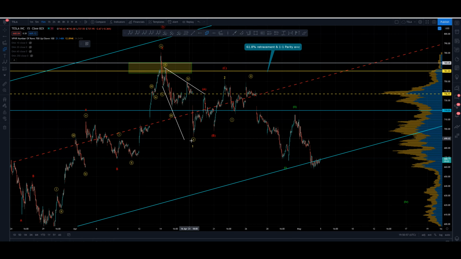And then we get a 3 wave move into an A, a 3 wave move into the B, and then a 1, 2, 3, 4, 5 wave move into the C to complete our A, B, C into our minor 2. So we've got 5 waves minor 1, A, B, C minor 2. I like this setup and added to the short again here.